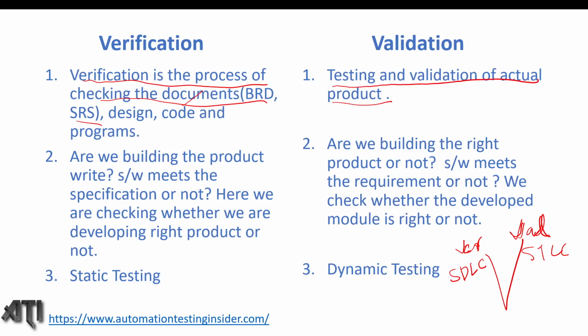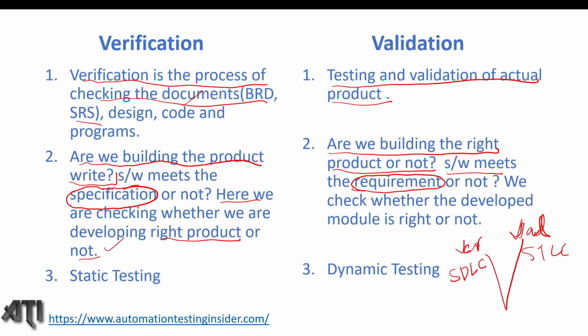Now the proper definition: are we building the product right? That is the proper definition of verification. In other words, does the software meet the specification or not? Here we talk more about the specification of the product, checking whether we are developing the product right. And if you talk about validation: are we building the right product or not? Does the software meet the requirements? Here we talk more about requirements. We check whether the developed module is right or not. So this is the difference in terms of definition.